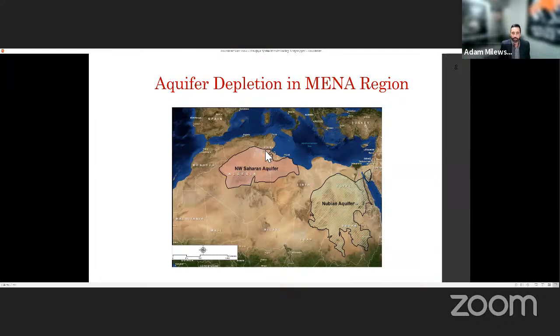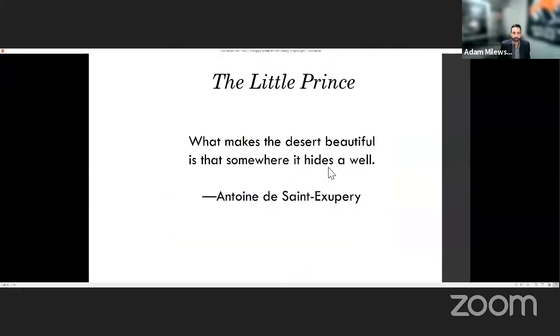And that's looking at aquifer depletion in Northern Africa. I'm going to show you a number of aquifers, but in particular, the Nubian aquifer and something called the Northwest Saharan aquifer. In fact, the largest freshwater aquifer in the entire world is the Nubian aquifer. That spans Egypt, Libya, Chad, and Sudan.